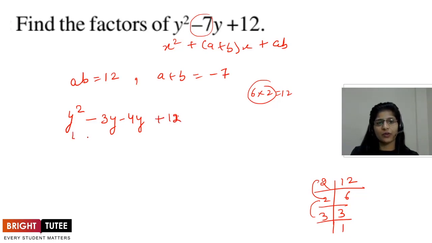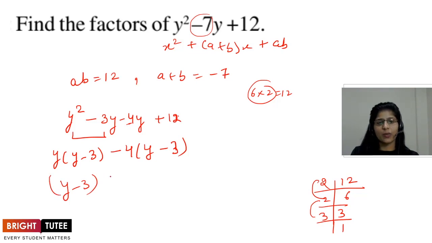plus 12. From the first two terms y is common, we get y minus 3. Here minus 4 is common, y minus 4 3s are 12, y minus 3. So y minus 3 is common in the complete expression, and y minus 4 will be left in the other bracket. So these are the two factors. What are the factors? y minus 3 and y minus 4.